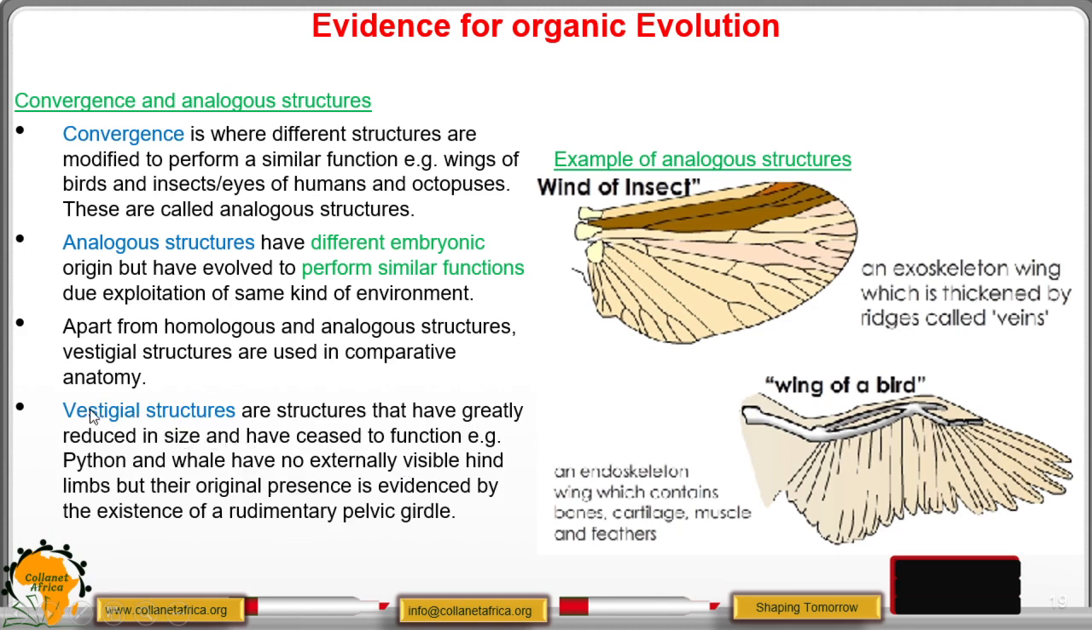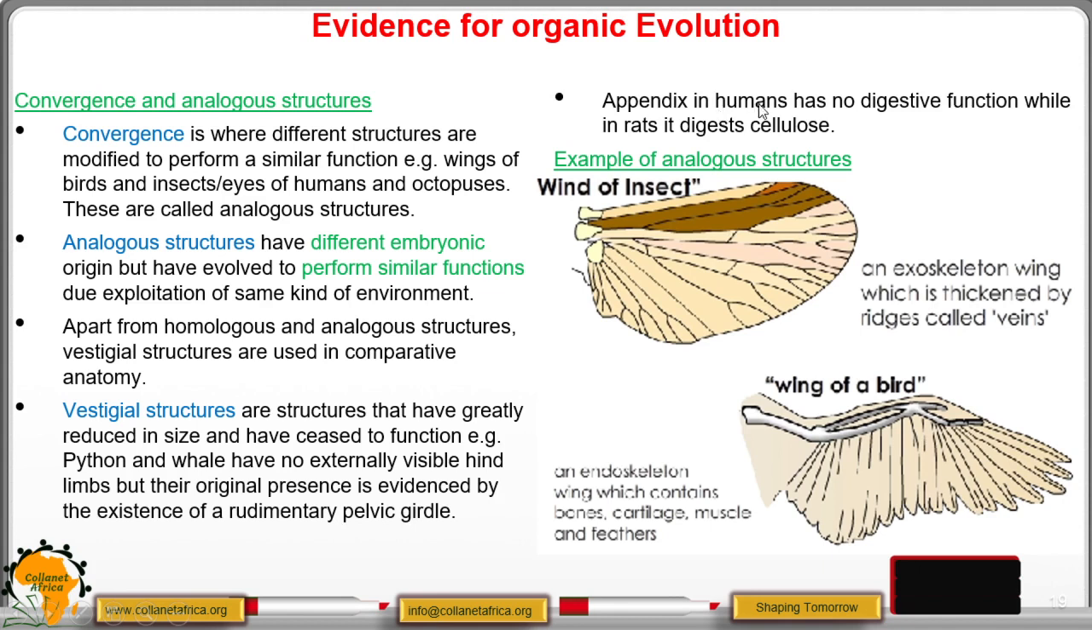Finally, we have vestigial structures, and these are structures that have greatly reduced in size and have stopped to function. For example, in python and whale, there are no externally visible hind limbs, but their original presence is proved by the presence of a rudimentary pelvic girdle. So the pelvic girdle is reduced. Pelvic girdle is that hip bone.